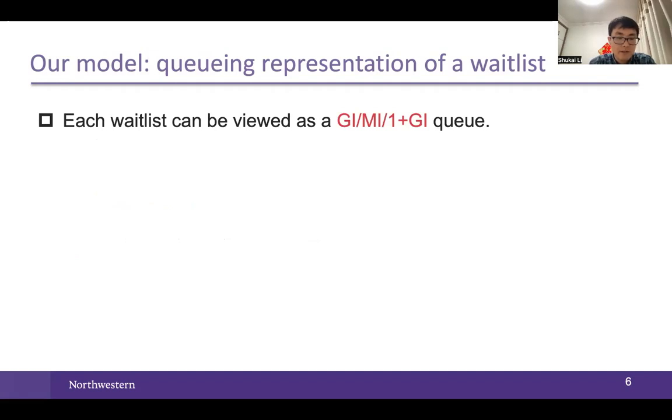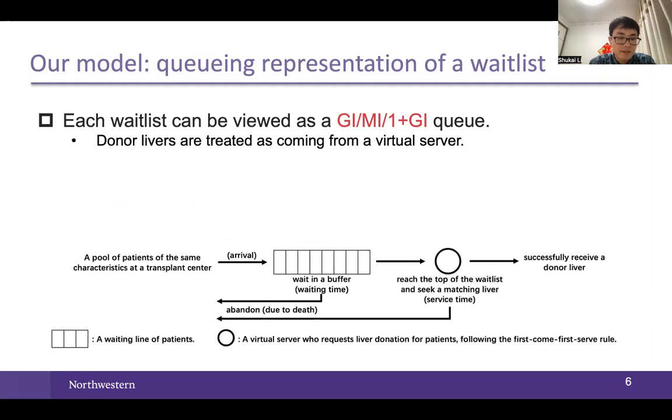The first GI means a general inter-arrival time distribution. And the M means exponential service time distribution. 1 means a single server. Here, donor livers are treated as coming from a virtual server, whose service is to receive donor liver and give it to the first patient on the top of the waitlist.